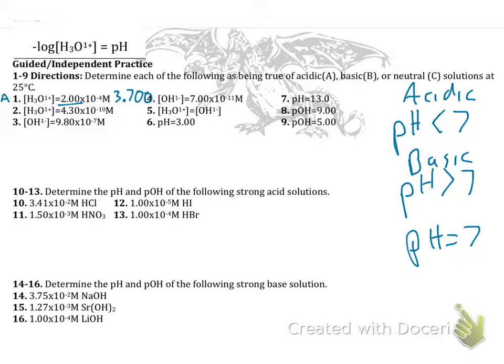Now, we're going to go ahead and do the same thing for the next one. And that's going to give us 9.367, which happens to be greater than 7, which means it's basic.